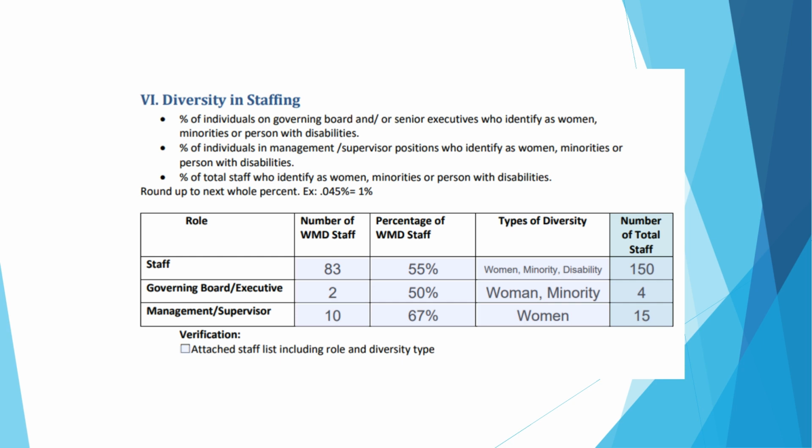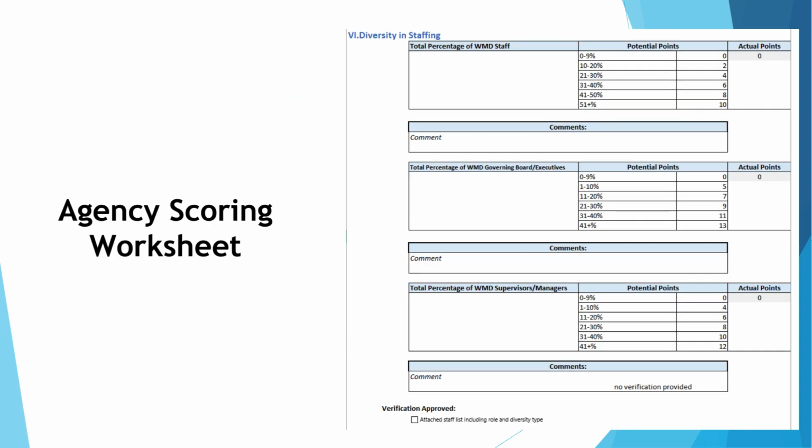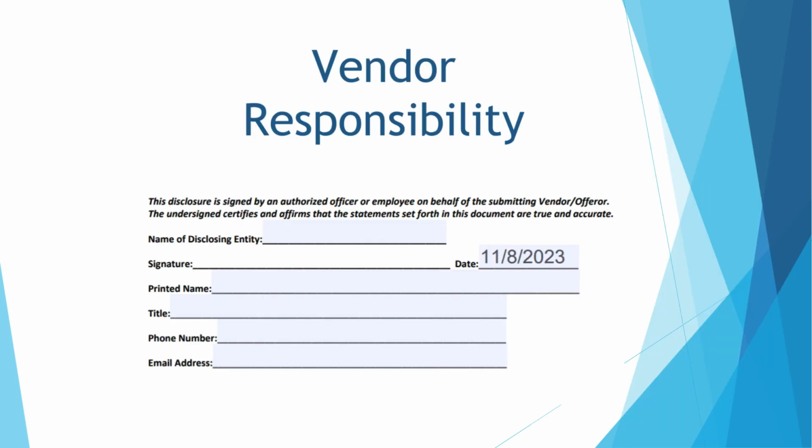Diversity in staffing is confirmed by providing a staff list. Names can be redacted. We just need to see confirmations of ethnicity and gender. On the previous example, they shared their numbers on the table, but provided no verification. This resulted in the vendor receiving 0 points for this category. This is what is at the bottom of every offer answer form. This puts the responsibility of truth and accuracy back into the hands of the offerer.